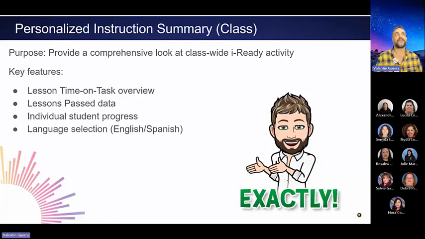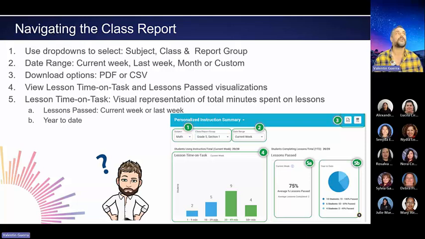Now let's talk about the second one: the Personalized Instruction Summary, Class. It's very similar to the student one. The key features are lesson time on task and overview for your whole class as a whole, lesson pass data, and student progress individually for your students, but it's not as specific as the student one. And then you can also select language: English, Spanish, or both. This is what it looks like.